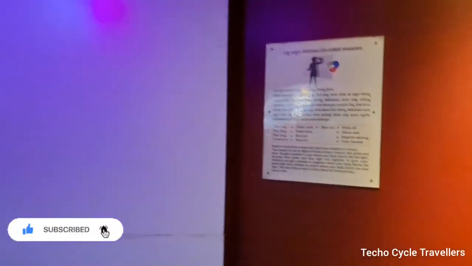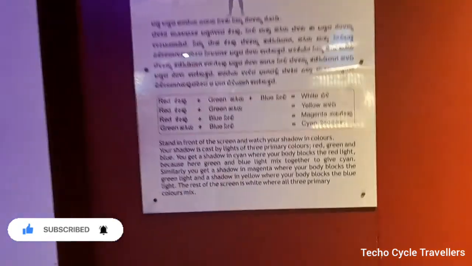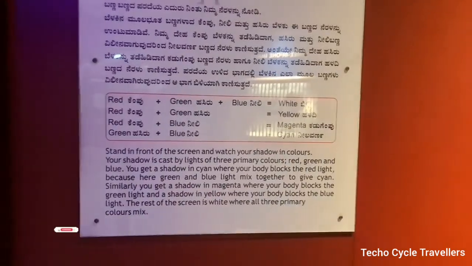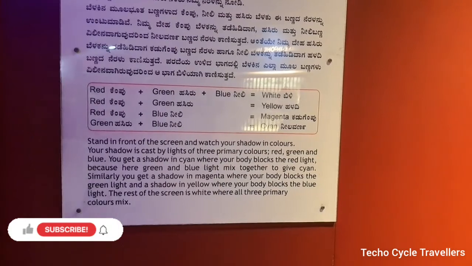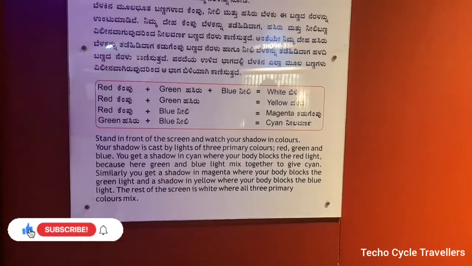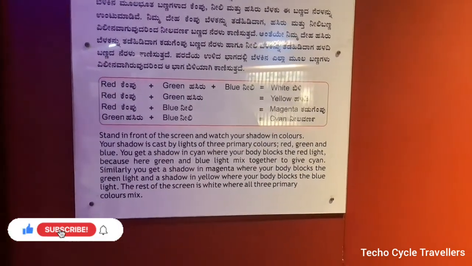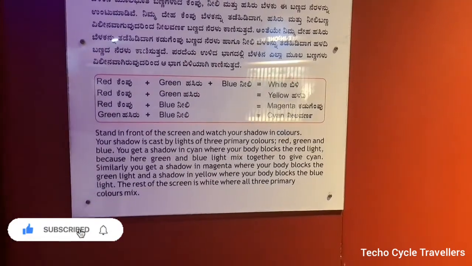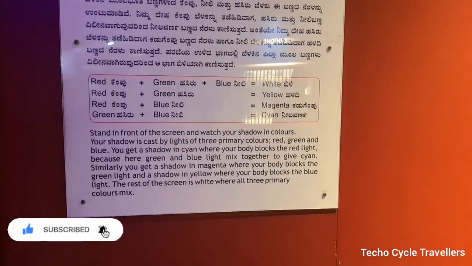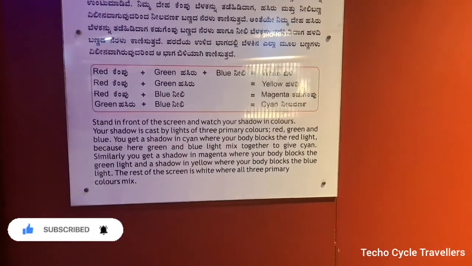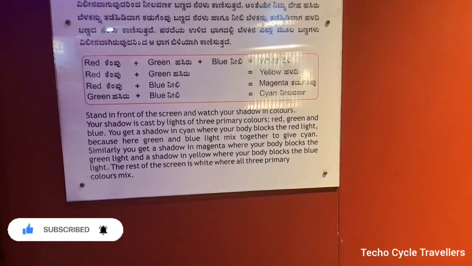Color shadows. Red plus green is yellow, red plus blue is magenta, green plus blue is cyan, red plus green plus blue is white. Stand in front of the screen. Watch your shadow in colors.